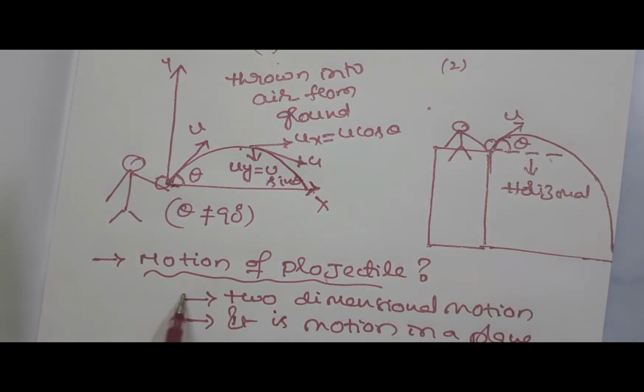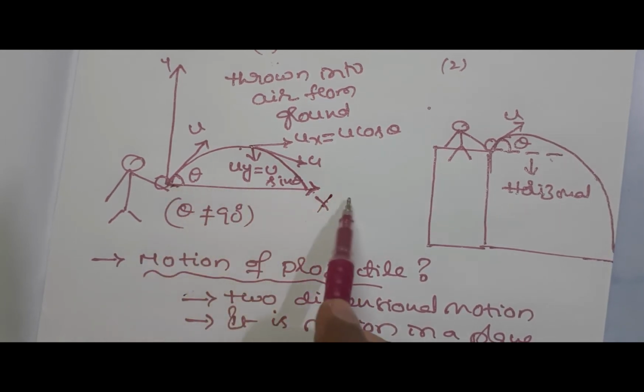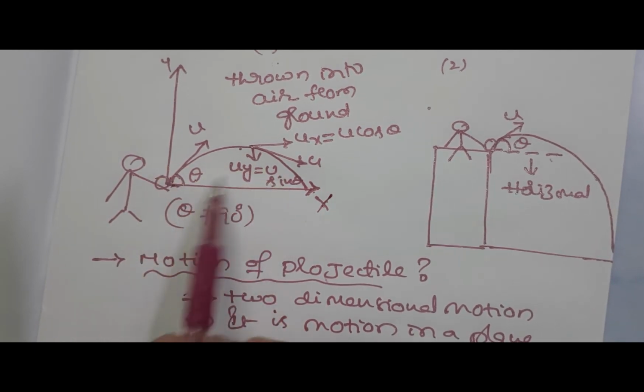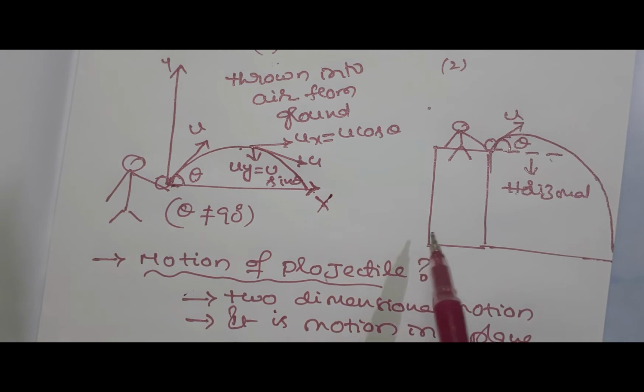Now, the motion of the projectile. The motion of a projectile is a two-dimensional motion. It is also called motion in a plane. To describe the motion of the projectile, two coordinates are required, that is x and y, because it travels a distance along the x-axis and also a height along the y-axis. So it is a 2D or two-dimensional motion. Two coordinates are required to describe the motion of the projectile.